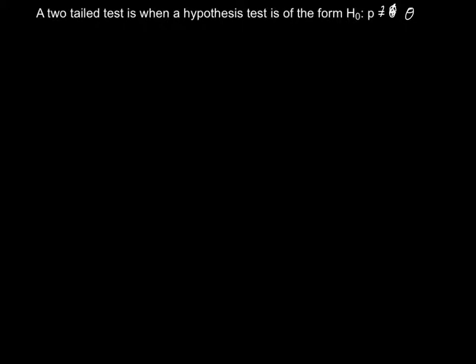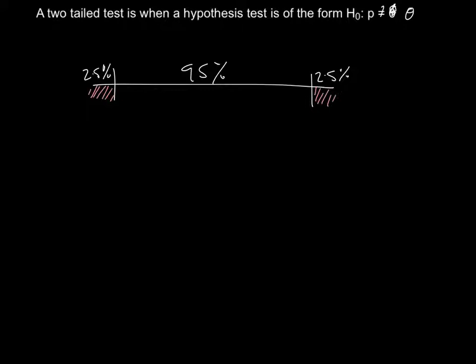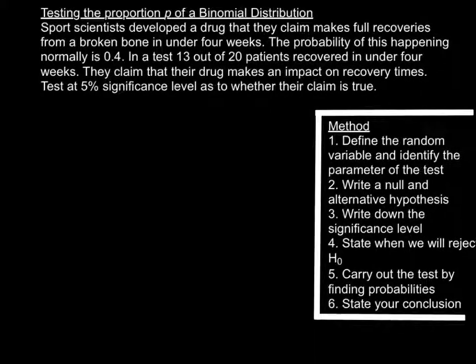So if there's a 5% significance level, if these are all of our probabilities, we're going to be looking at two ends of the scale. And that 5% is going to be split into two parts, so 2.5% and 2.5%. So we would reject anything that falls into this lower tail or into this upper tail. Now, it's quite difficult to conceptualize all of this without looking at an example, so let's move on to testing the proportion p of a binomial distribution.